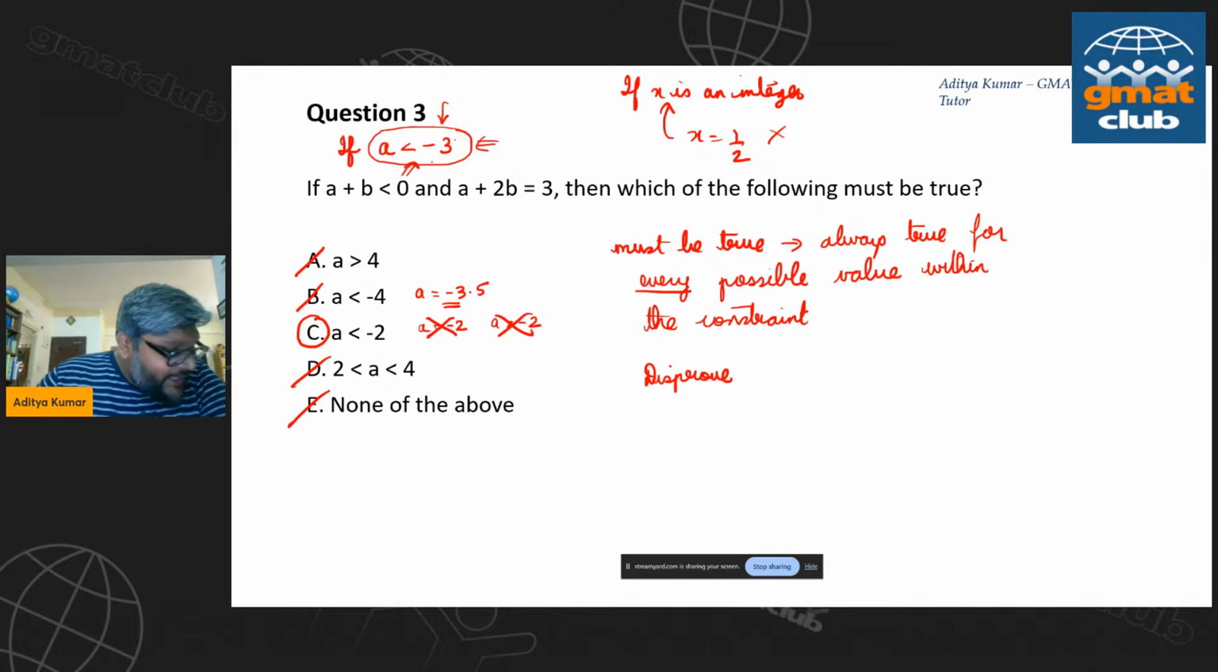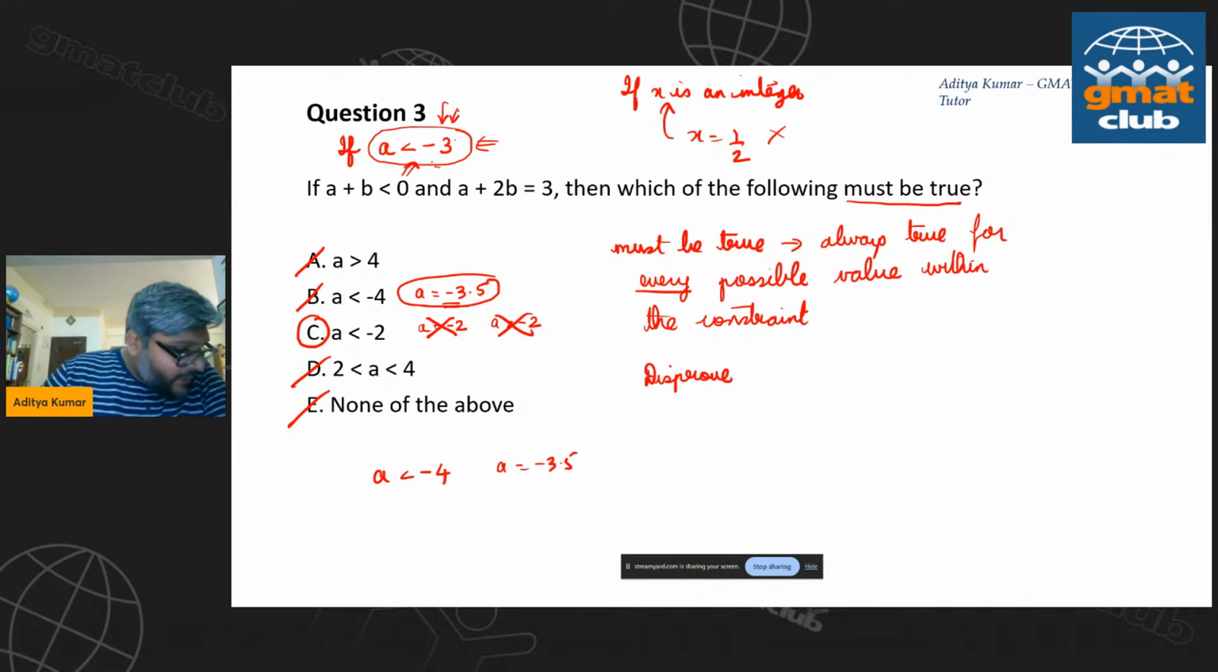Yes, Vishal. So a is less than -4, right? Will it cater to -3.5? -3.5 is also a possible value of a. So if I tell you that a can be equal to -3.5, then it will just eliminate your possibility, right? Remember, this is a must be scenario. So you are telling me a should always be less than -4, but that's not the case, right? A can also be equal to -3.5 because -3.5 satisfies the constraint that the question provides, correct?